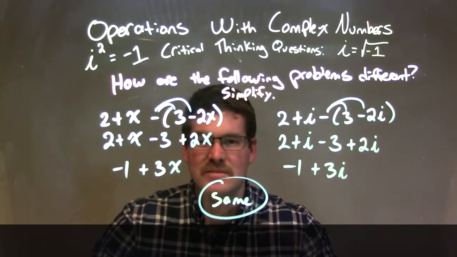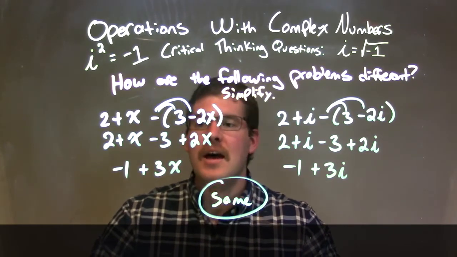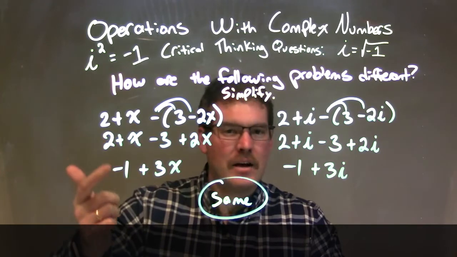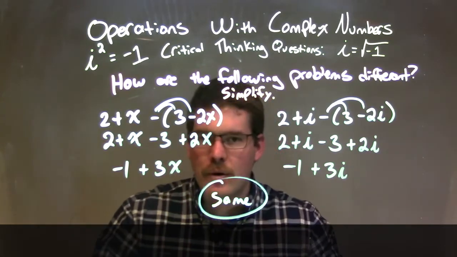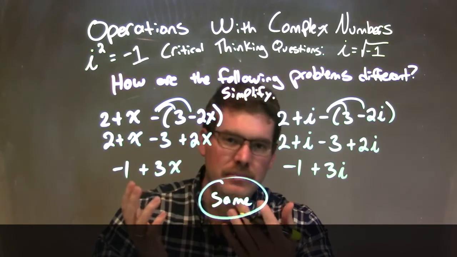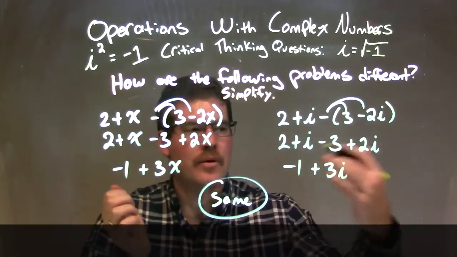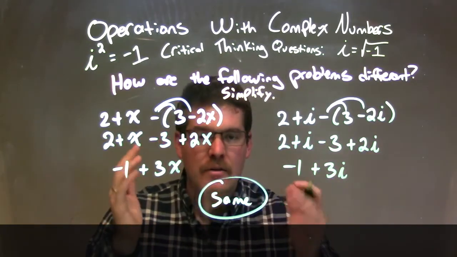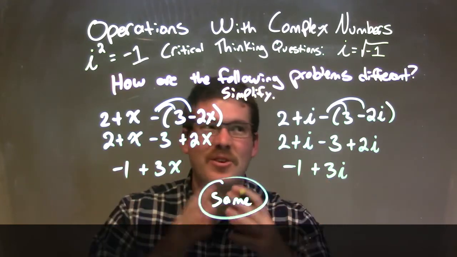At this point, there's nothing else that we can do to simplify, and we see that the steps were exactly the same for both of the left and the right one. And our final answer was pretty much the same. Again, the difference being this has a variable and this has an imaginary number. So again, our final answer here is these are really the same.